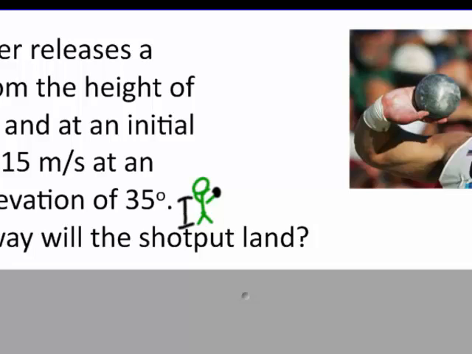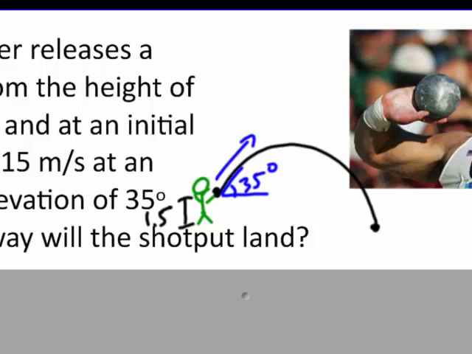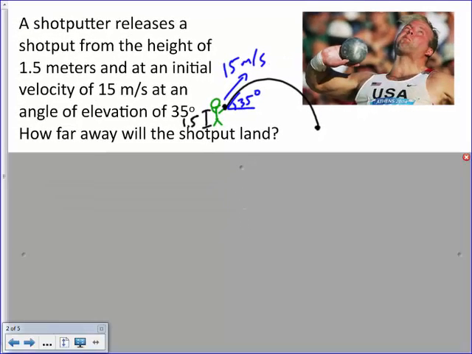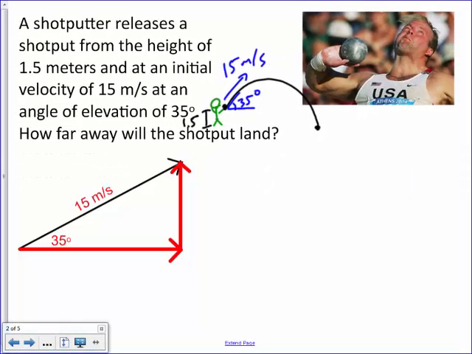And that shot put is 1.5 meters above ground, and he's throwing it up in the air, and it's coming back down, and it's landing on the ground, right? And he's throwing it at an angle of elevation of 35 degrees. So, for example, like this, its initial angle is 35 degrees, and its initial speed is 15 meters per second. So it's kind of nice to visualize that picture right there, but really, the only picture we need to consider is that triangle, with the velocity being the hypotenuse and the angle being that angle of elevation, okay?